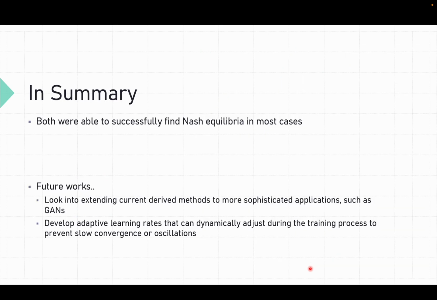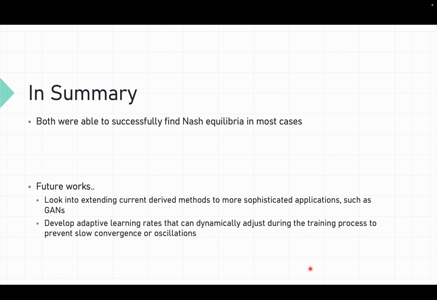So yeah, in summary, both algorithms performed rather well for just a few of the different test cases that were showcased here. The only one that seemed to have struggled was the symplectic gradient adjustment on that last case, and sometimes competitive gradient descent was a little bit slower than the symplectic gradient adjustment.